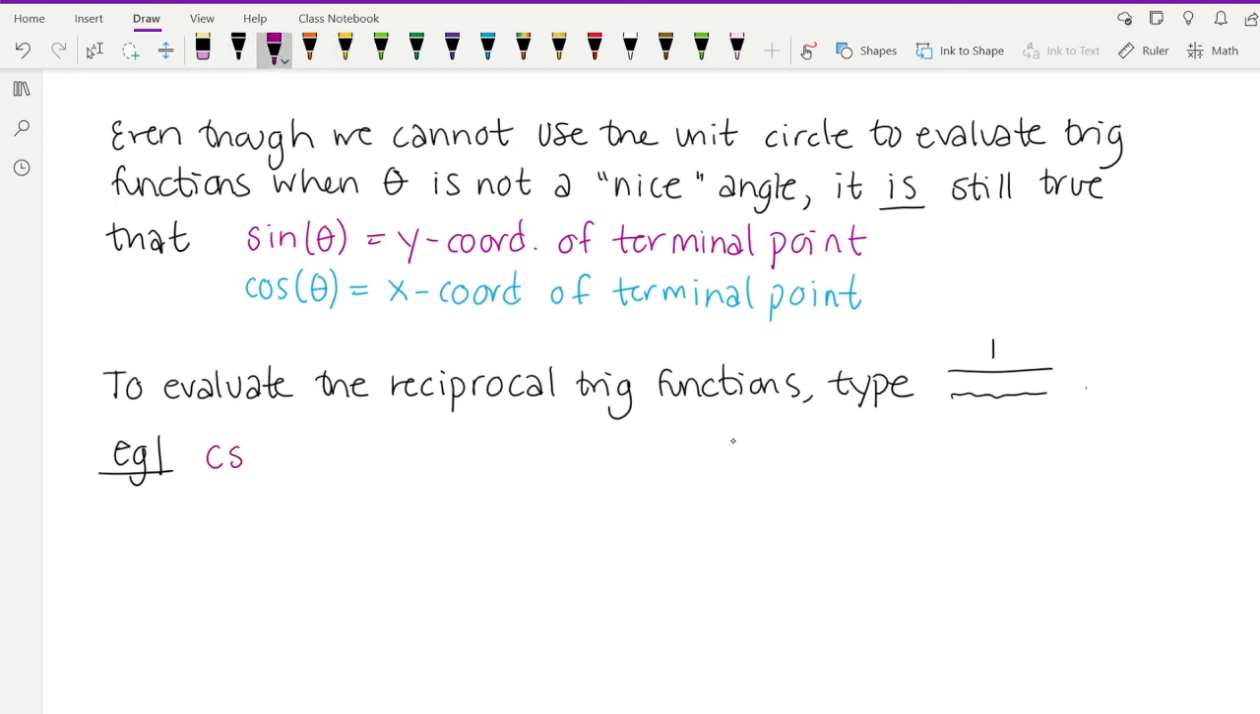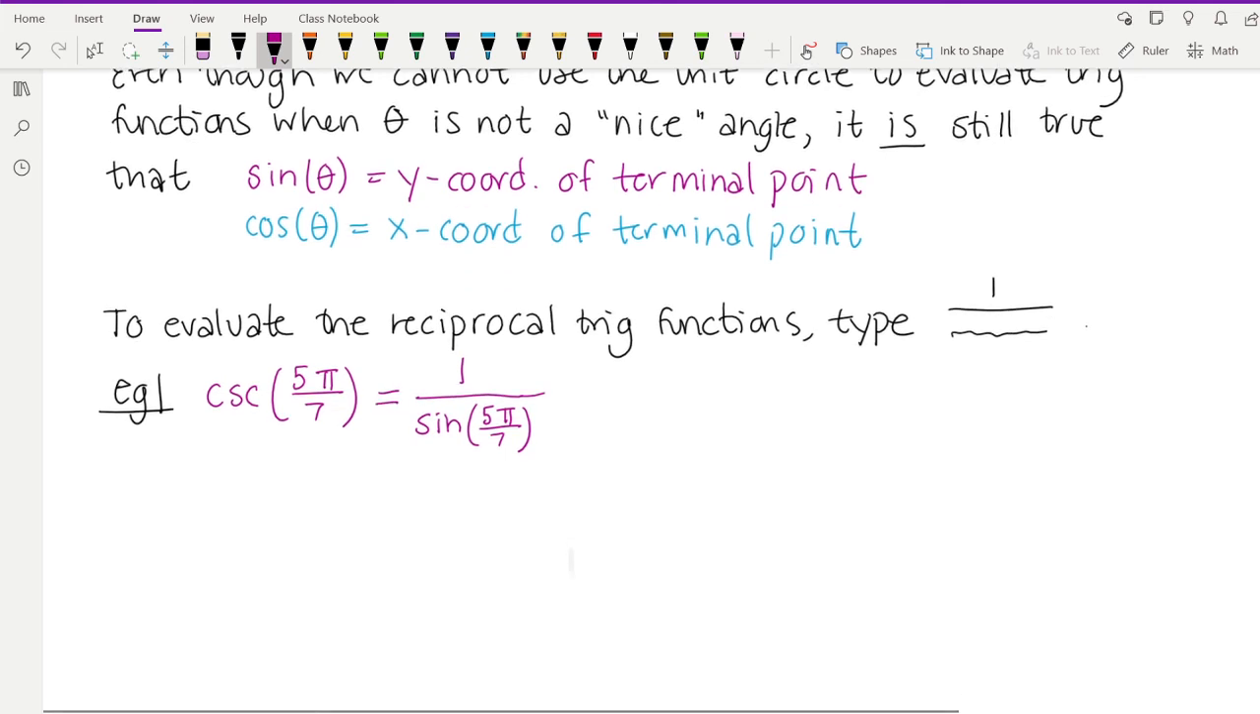7. As we mentioned earlier, 5 pi over 7 is not a nice angle. Even though it has pi in it, it's not a multiple of one of the angles we know how to work with. So there is not really a way on most calculators to just type that in. What you would need to do instead is 1 over sine of 5 pi over 7. So just be aware of that, and we'll do an example of this in a moment. You basically want to figure out what sine is and then just do 1 divided by that result to find what cosecant is.